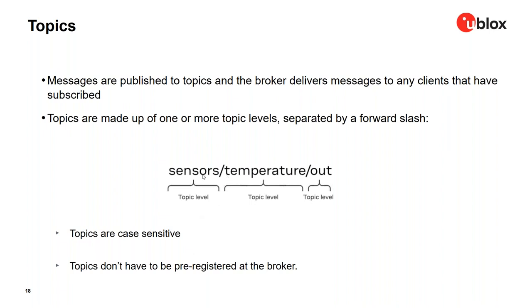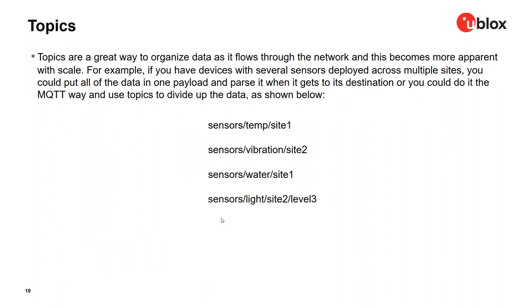So there's no need for the MQTT broker itself to have any of this information. It's all set up when the client issues its publish and the other clients issue their subscribe commands. So topics are a really good way to organize your data as it's flowing through the network. And you'll see how this can become more useful as your use case scales up.